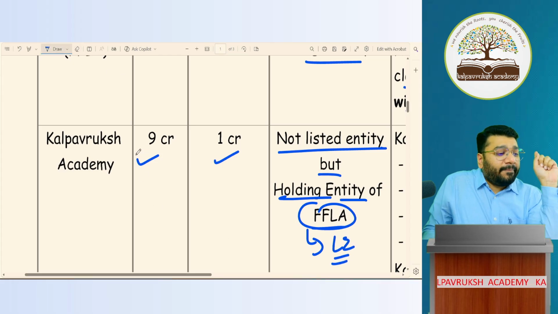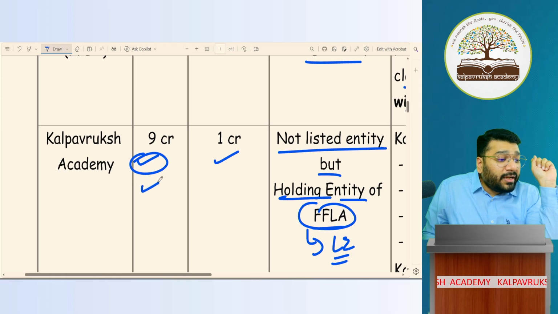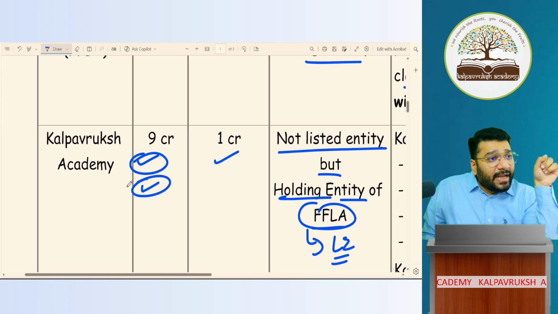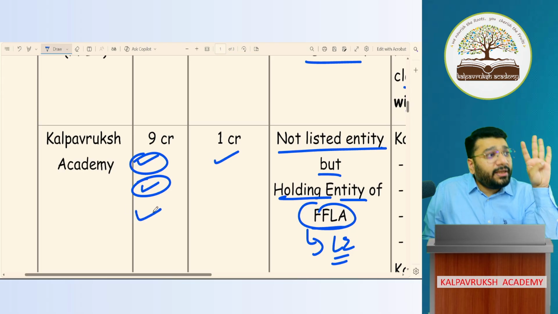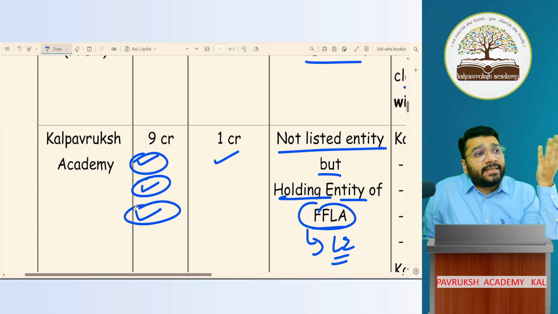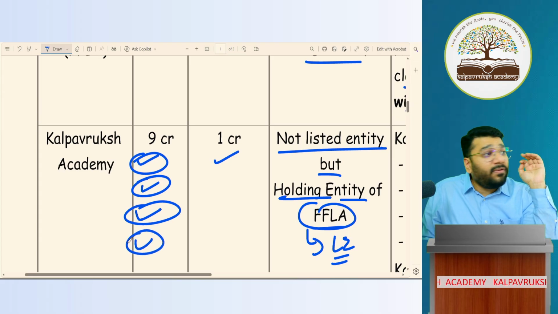Condition 1 satisfied. What is condition 1? Should not be listed. Satisfied. Condition 2 satisfied. CA Prathik Academy is neither a bank nor an FI nor an insurance company. Condition 3 also satisfied. Turnover is not exceeding 250 crore. Condition 4 also satisfied. Borrowing not exceeding 50 crore.